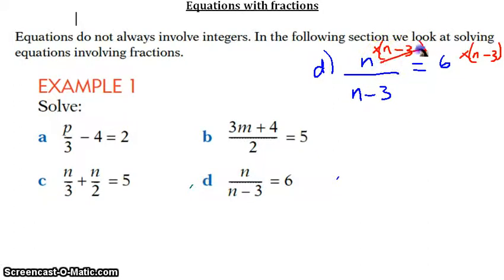On this side, n divided by n minus 3 times n minus 3 is 1, so that just leaves me with n. But on this side, I have 6 times n minus 3.